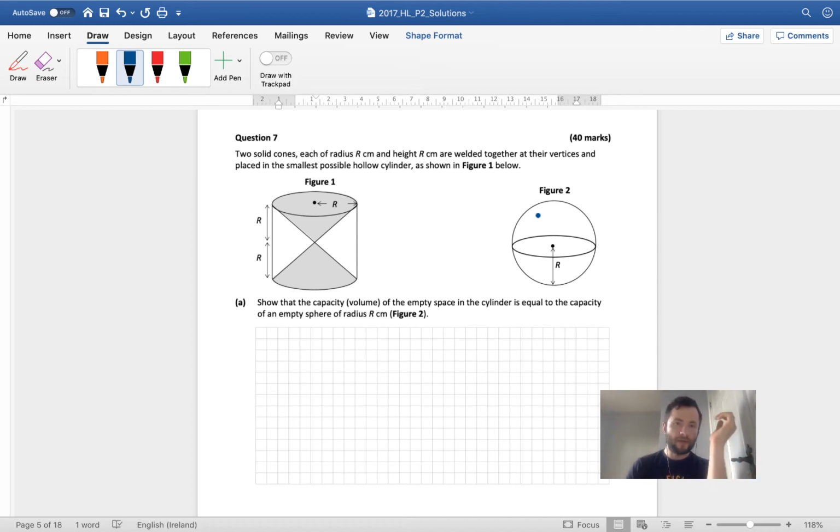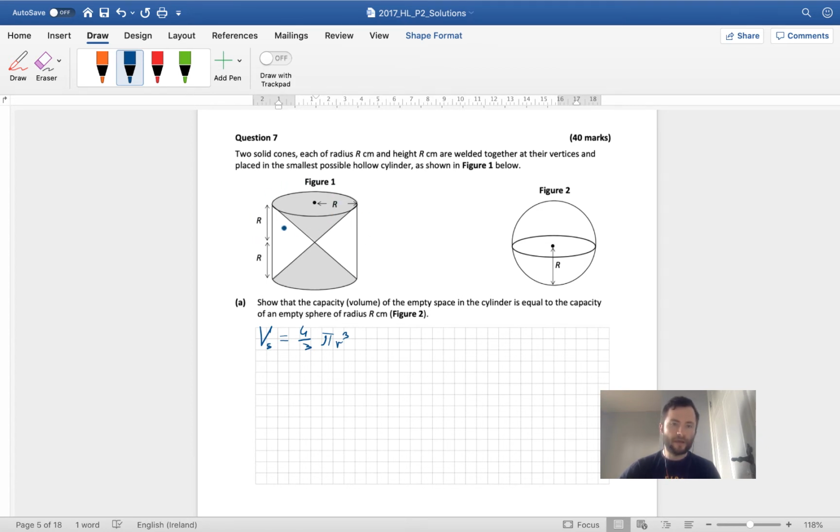In this video, I'm going to take a look at the solution to question 7 from 2017 higher level paper 2. So the first part of this question, we have to show that the volume of the empty space in the cylinder is equal to the capacity of a sphere of radius r. So volume of the sphere is given by 4 over 3 pi r cubed.